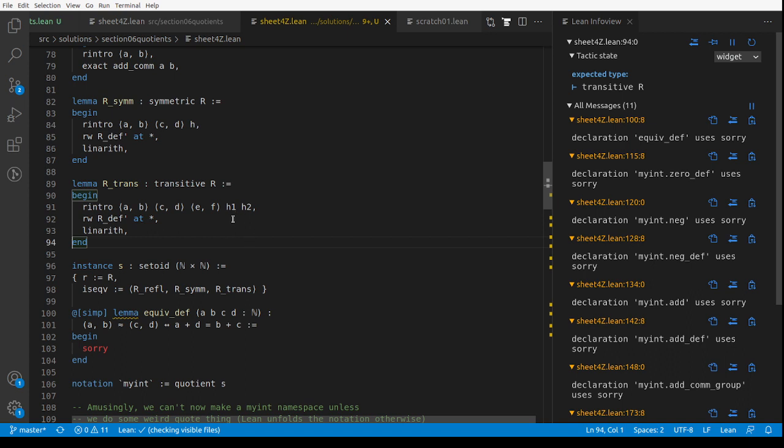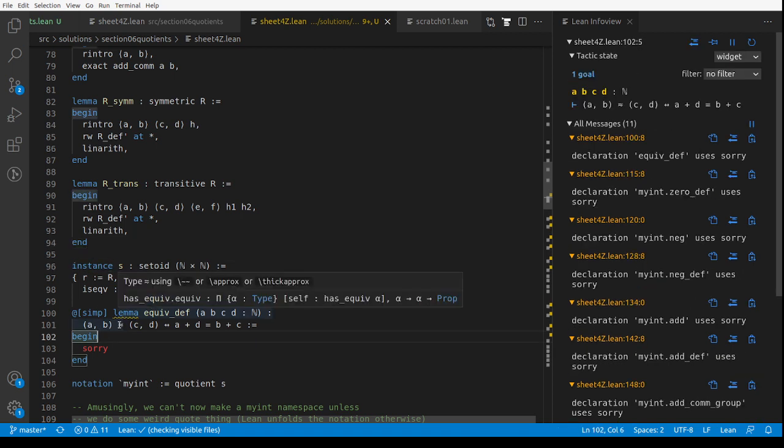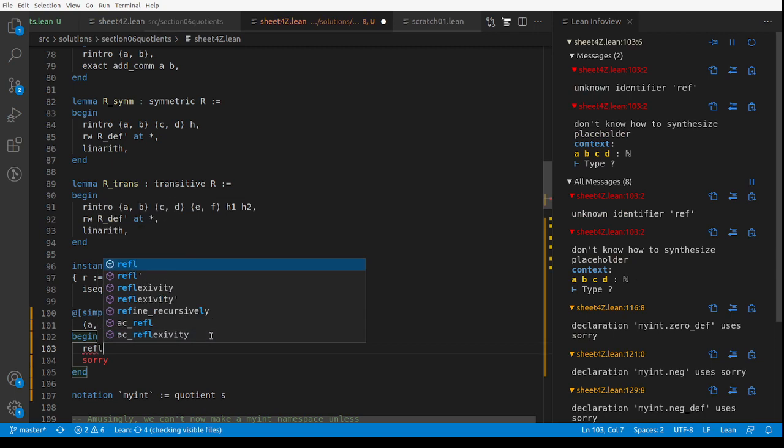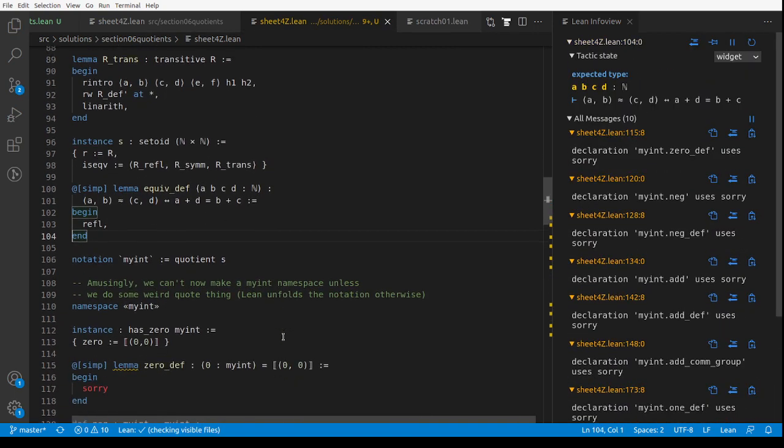So we've proved that R is reflexive, symmetric, and transitive. So now we can make this setoid instance. The setoid packages up the binary relation and the three proofs all into one object. We make it an instance, and now we get this equivalence notation, which now Lean will somehow use automatically. But again, this is true by definition, I would imagine. Yeah. So there we go.